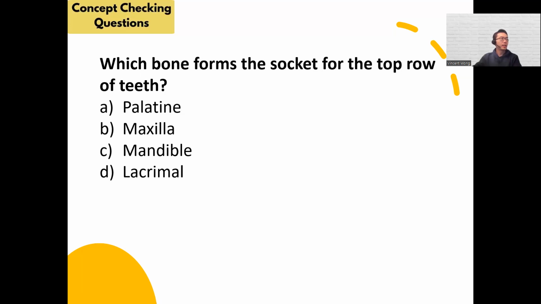All right, good. The answer is the maxilla. This one is the maxilla, it forms the upper row of the teeth. It goes up all the way to here. Not the palatine. Palatine is just a U shape. It forms the hard palate. I'm looking for the top row of the teeth, what do they stick into? It sticks into the maxilla.